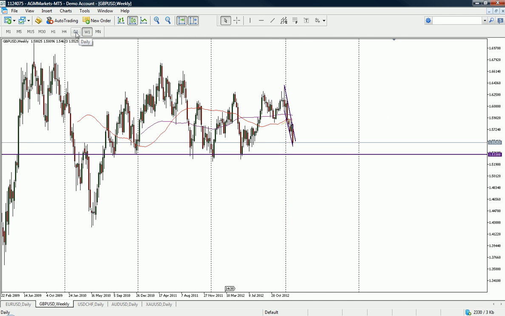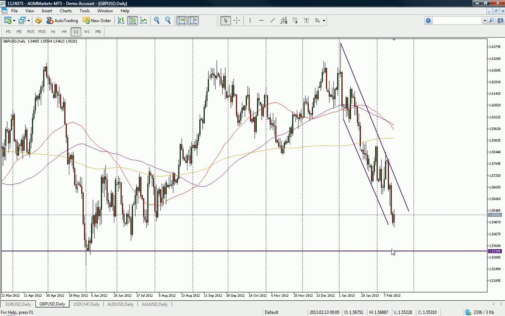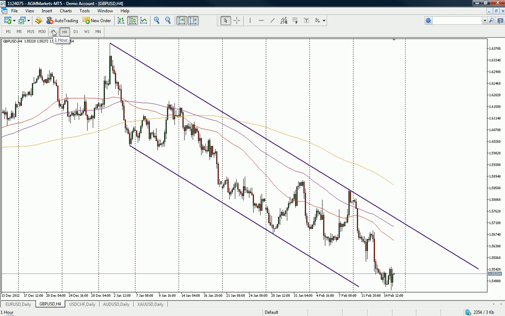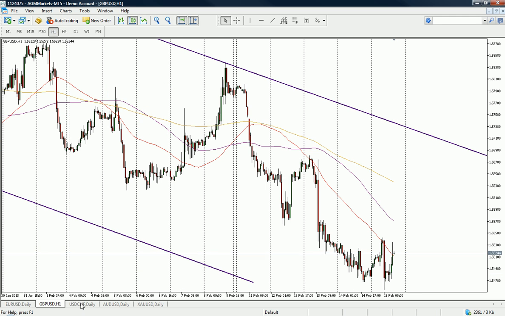In my opinion, it's all about... but for me, I'm very focused on this key support here. What will happen at that support? But it's looking very, very heavy, in my opinion, on this cable chart.